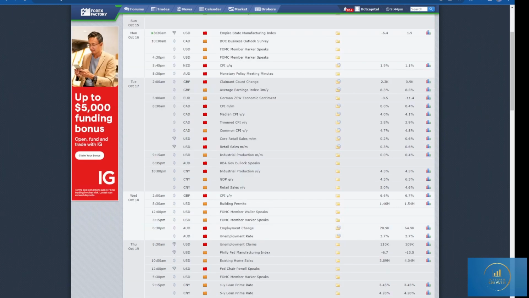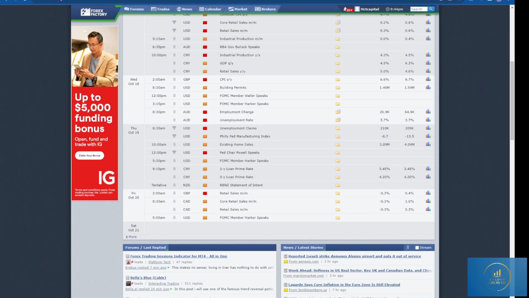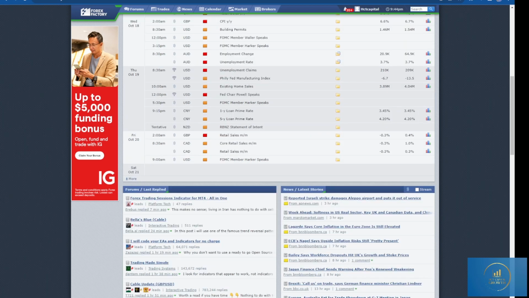We can come down to Tuesday at 8:30. We do have core retail sales and retail sales coming out of the US, which is the New York session. And we have nothing else for the euro or the dollar of high impact for Tuesday. We come down to Wednesday, October 18th, and we have nothing of high impact for the euro or the US dollar. Thursday, again in the New York session at 8:30 a.m., we have unemployment claims or jobless claims.